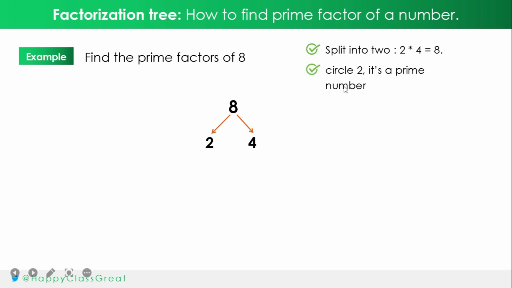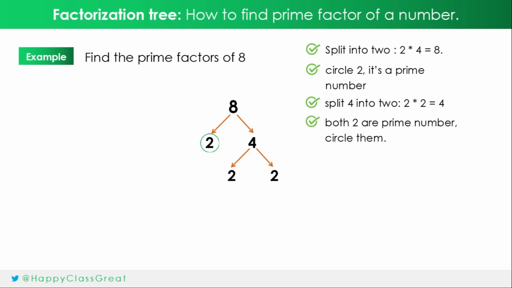Then circle 2, because 2 is a prime number. Remember the table I showed you, that 2 is a prime number. That means you circle the prime number. And 4 is a composite number, that means you have to split 4 again. That means we have 2 times 2, which is 4. Because both 2s are prime numbers, we circle them. So we now have that the prime factors of 8 are 2 times 2 times 2. You understand? 2 times 2 is 4, 4 times 2 is 8. That means these are the prime factors of 8.